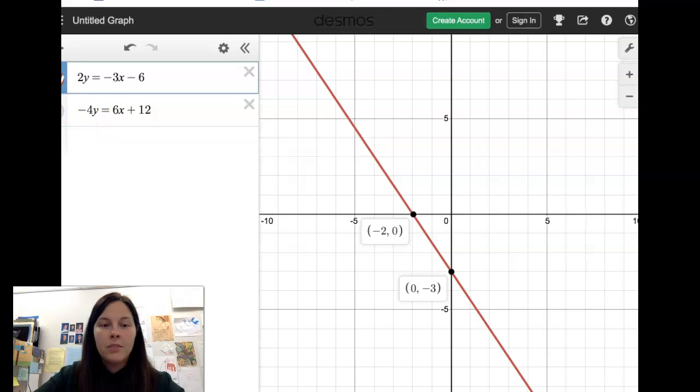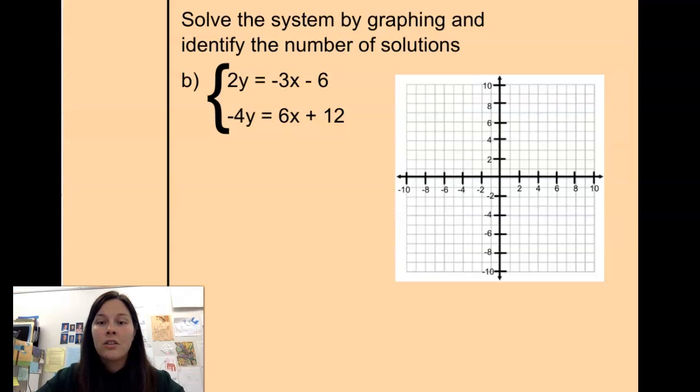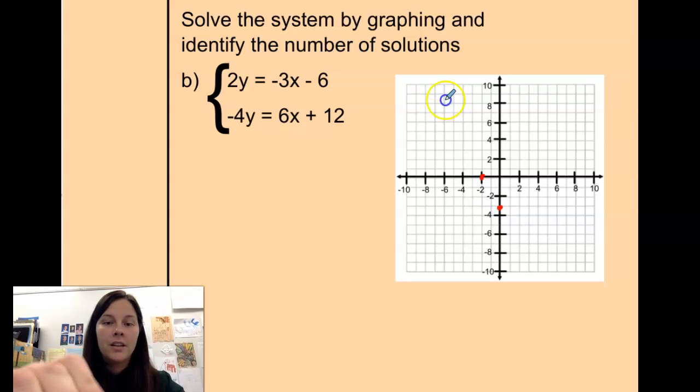Now let's go ahead and turn on the blue line and see what happens. Notice the blue line covered up the red line. We have these same points on the blue line, (negative 2, 0) and (0, negative 3). So these lines are on top of one another, which means they touch each other in lots of places. And so this would be one where we have an infinite number of solutions. So again, we had the points (negative 2, 0) and (0, negative 3). Those are the points that I'm using to get a quick sketch of my line.